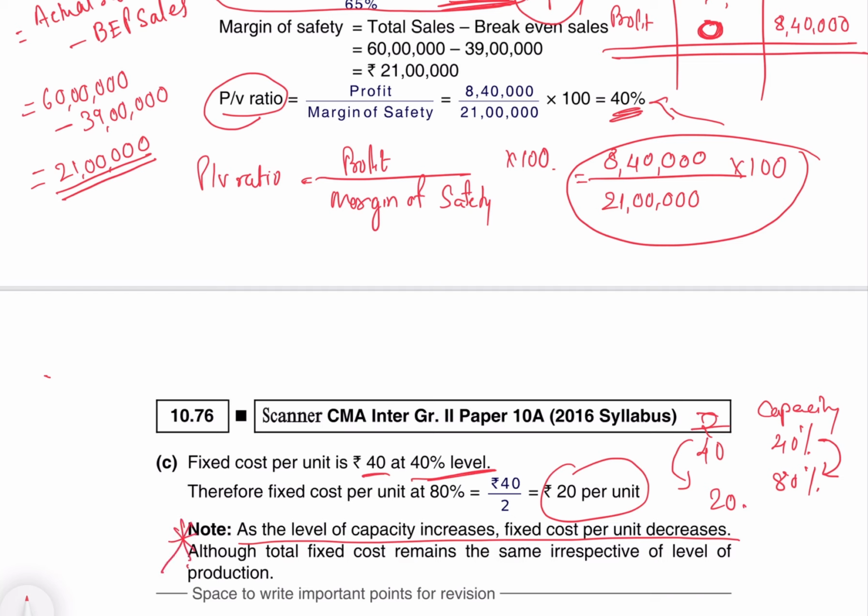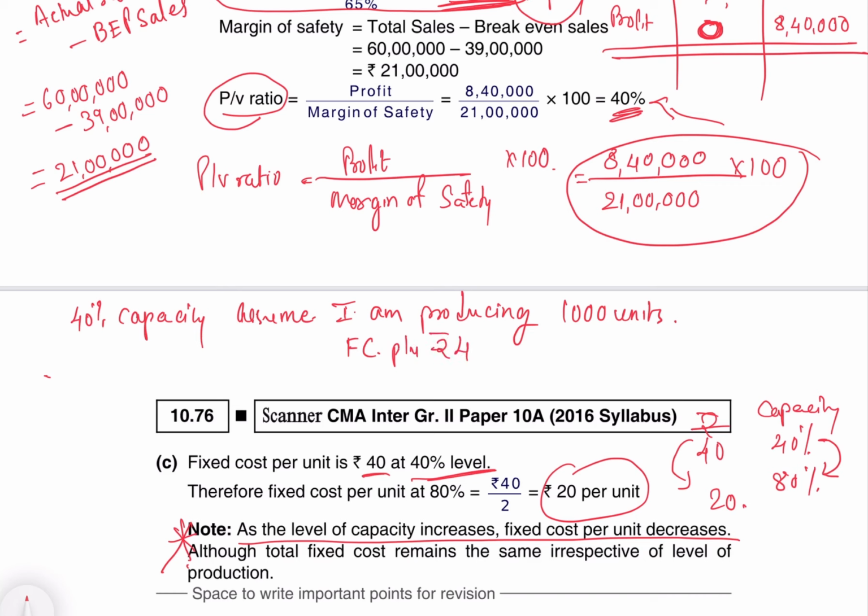I can prove this. How we will prove? Assume at 40% capacity, assume I am producing 1000 units. Okay, and as I am producing 1000 units and my fixed cost per unit is rupees 40, so can I say it becomes 40,000 rupees? Fixed cost is 40,000 rupees at 1000 units.